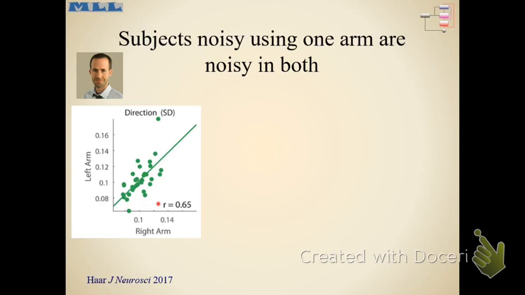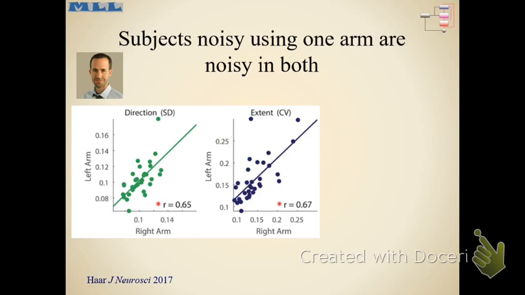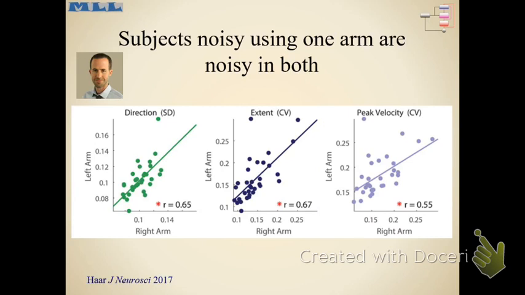No? Okay. All right. So interestingly, each dot here is a subject, right? How much noise you have when you move your right arm is predictive of how much noise you have when you move with your left arm, right? So there's something about you which is noisy or not noisy, at least in that sense. And that's true for direction, and it's also true for extent, right? So you can measure noise in different ways, how noisy you are in your direction, how noisy you are in your extent. And it's also true if you look at the peak velocity. So different components of the movement, you're consistent in your noise across your arms.